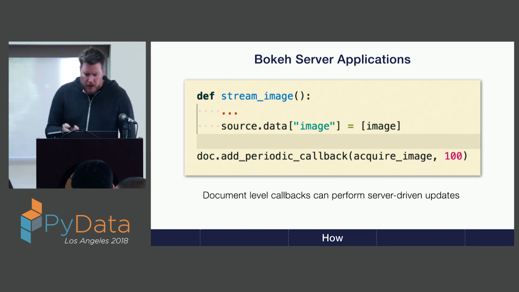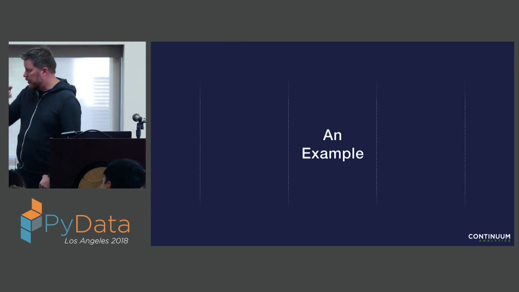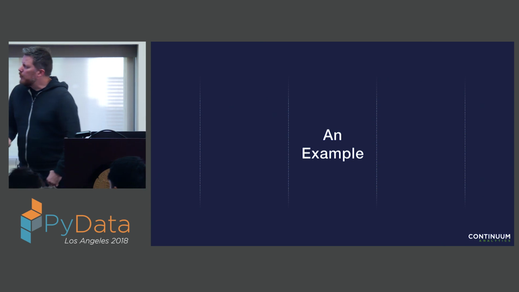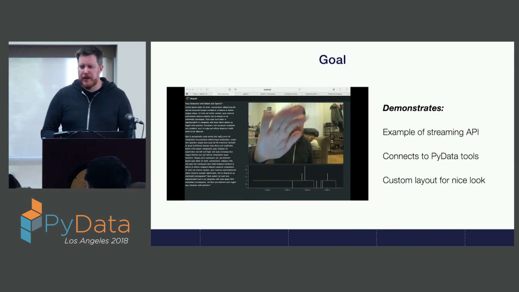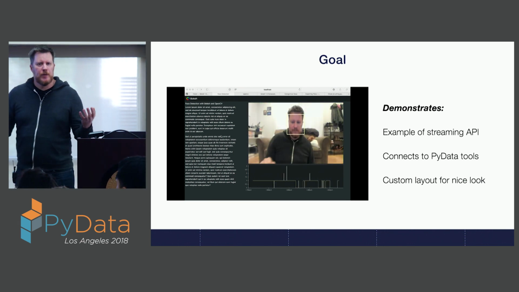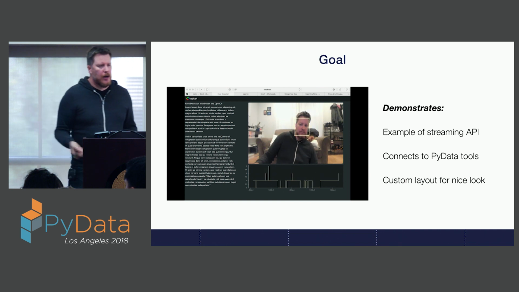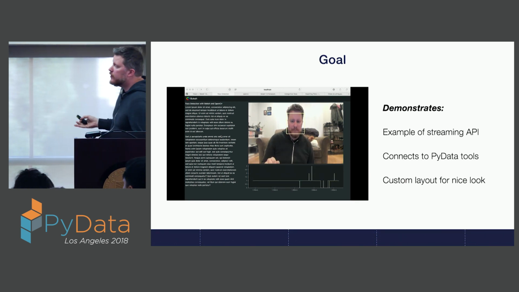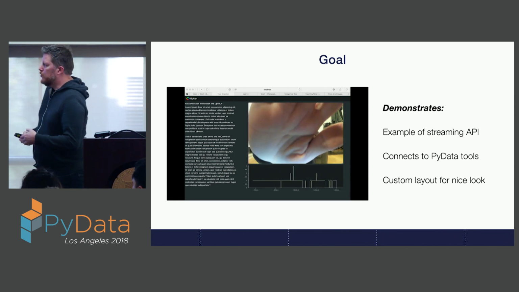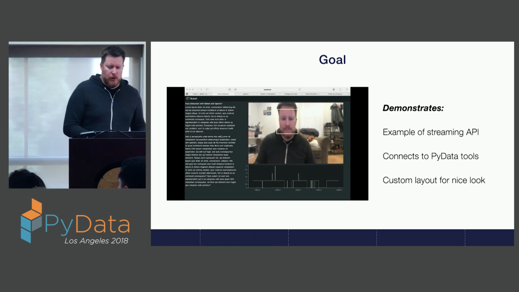Okay, let's see. So let's talk about an actual concrete example, sort of a full one, a small amount of code, but hopefully illustrative of these things. I want to build sort of a streaming Bokeh application that can do sort of face counting using OpenCV, right? So this is a nice example, I think, because it demonstrates that streaming API that I mentioned. It also shows connecting to PyData tools, right? So we're creating this Bokeh application that uses OpenCV to do this face detection. And then we're also using a custom layout for the nice look.